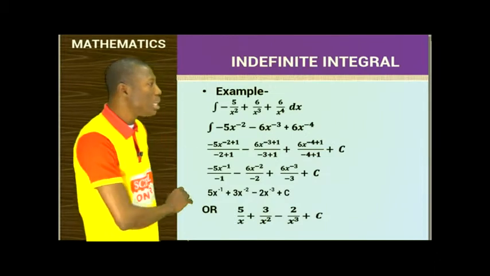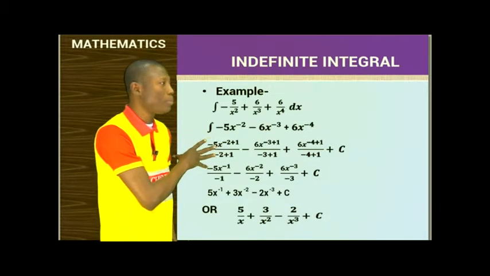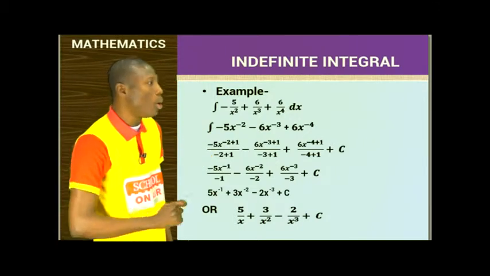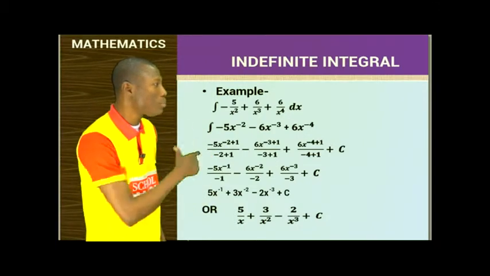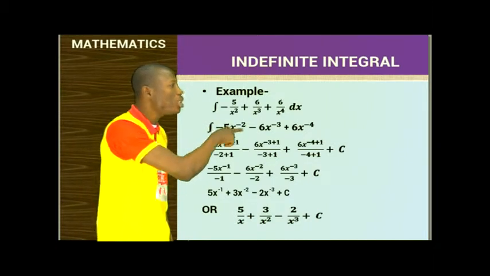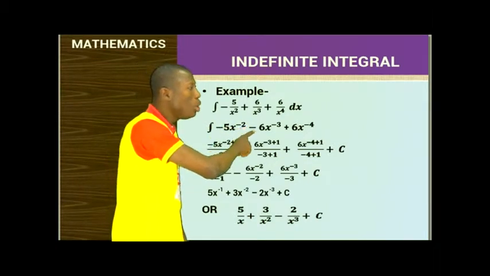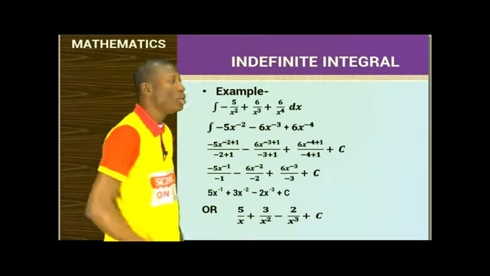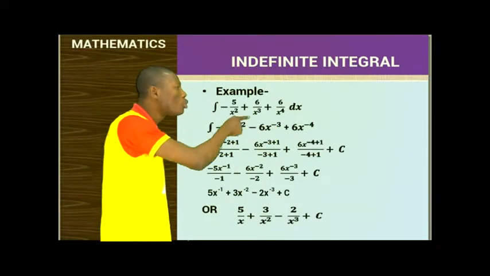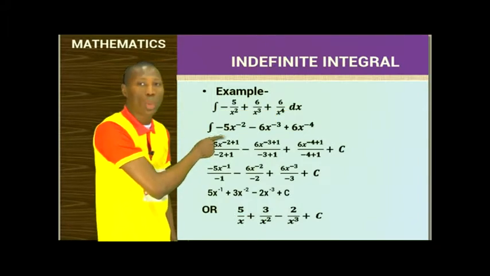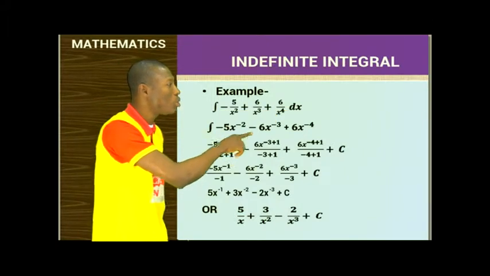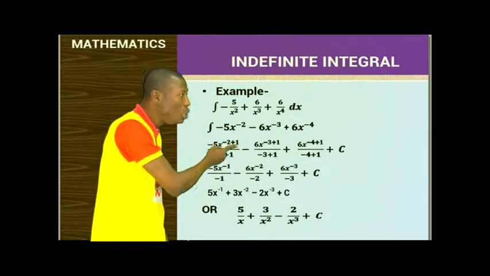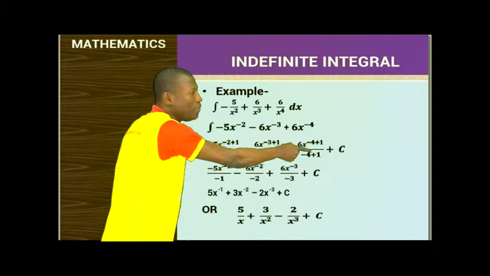Example. This is an example of an indefinite integral. Integral of minus 5 over x squared plus 6 over x cubed plus 6 over x to the 4, dx. So this one is equal to minus 5x raised to power minus 2 plus 6x raised to power minus 3 plus 6x raised to power minus 4. Now if I add 1 to all the powers, the first one will be minus 2 plus 1, the second one minus 3 plus 1, the third one minus 4 plus 1, all divided accordingly by the new powers.